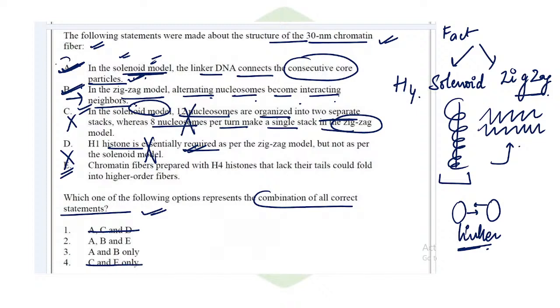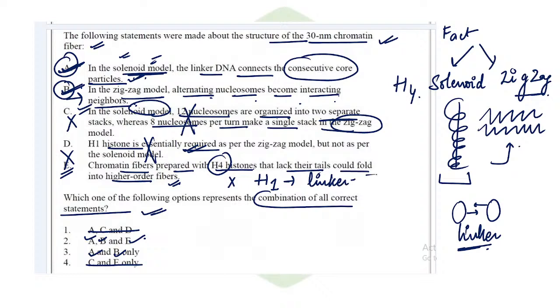Now I'm sure about the first and the second option. So either A, B is the correct answer or only A and B is the correct answer. The last option is saying that chromatin fibers prepared with the H4 histone that lack their tail could fold into higher order fibrils. H4 histones does not have tail to them. It is the H1 histone which is the linker one which have tail to it. So E option is again wrong.